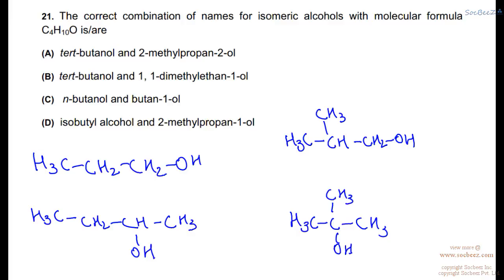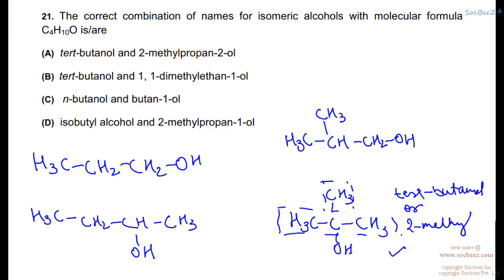Okay, so option A states tertiary butanol and 2-methyl propane 2-ol. Well, this is tertiary butanol, and its other name is 2-methyl. This is the principal chain you can take, or you can take this also as the principal chain. So the IUPAC name for this compound will be 2-methyl propane 2-ol. So option A is the correct answer.